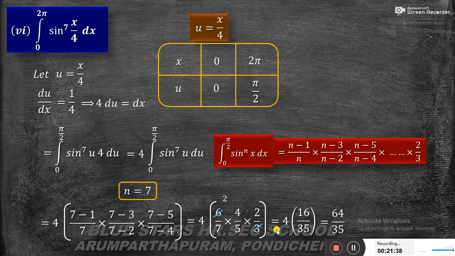That means we cancel this: 3 divides 6 two times, 2 3s are 6, so 2. So you multiply this, 2 4s are 8, 8 2s are 16, so 4 into 16, by 7 5s are 35. Next we multiply 4 into 16, 64 by 35. This is the answer for this integral, 0 to 2 pi sine power 7 x by 4 dx equal to 64 by 35. This is the answer.